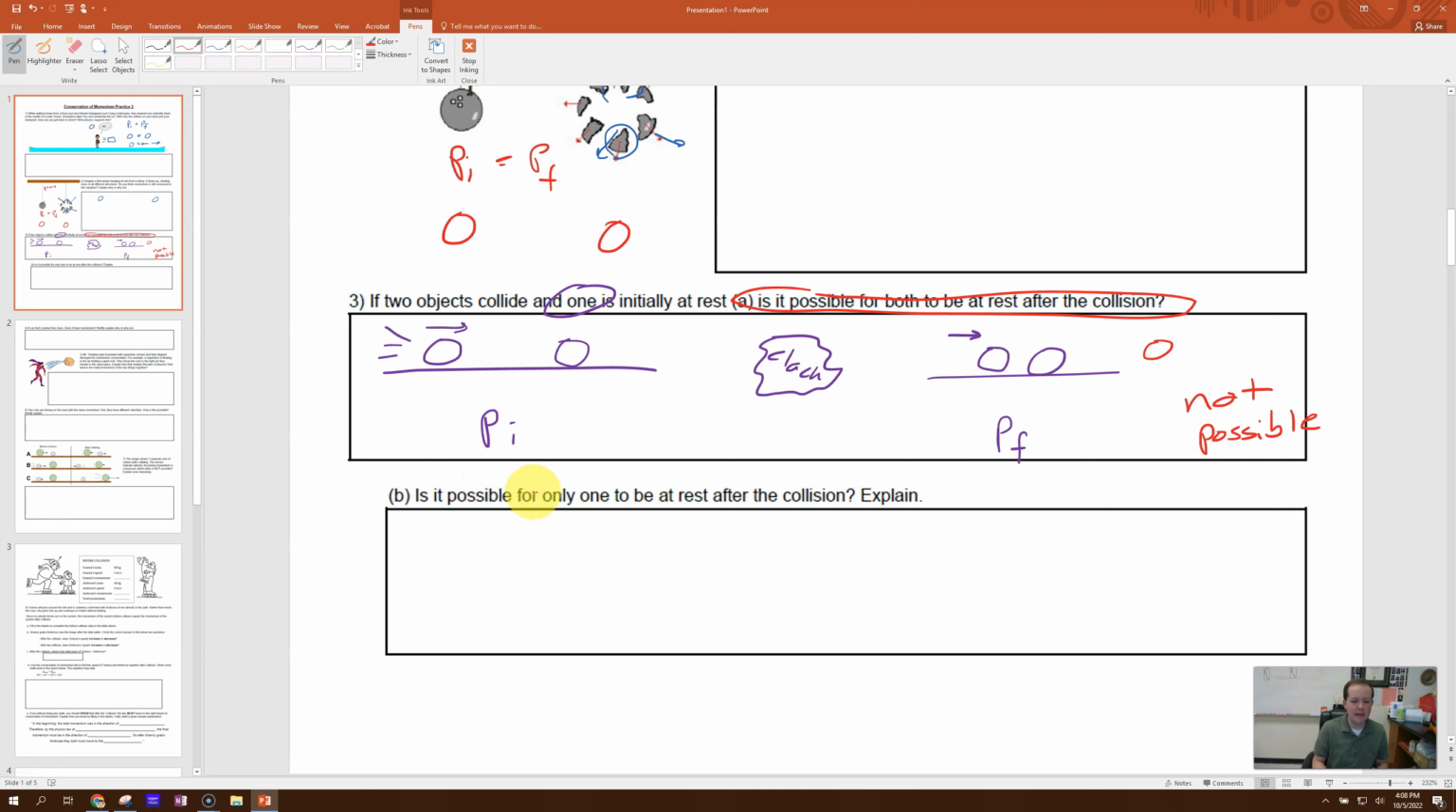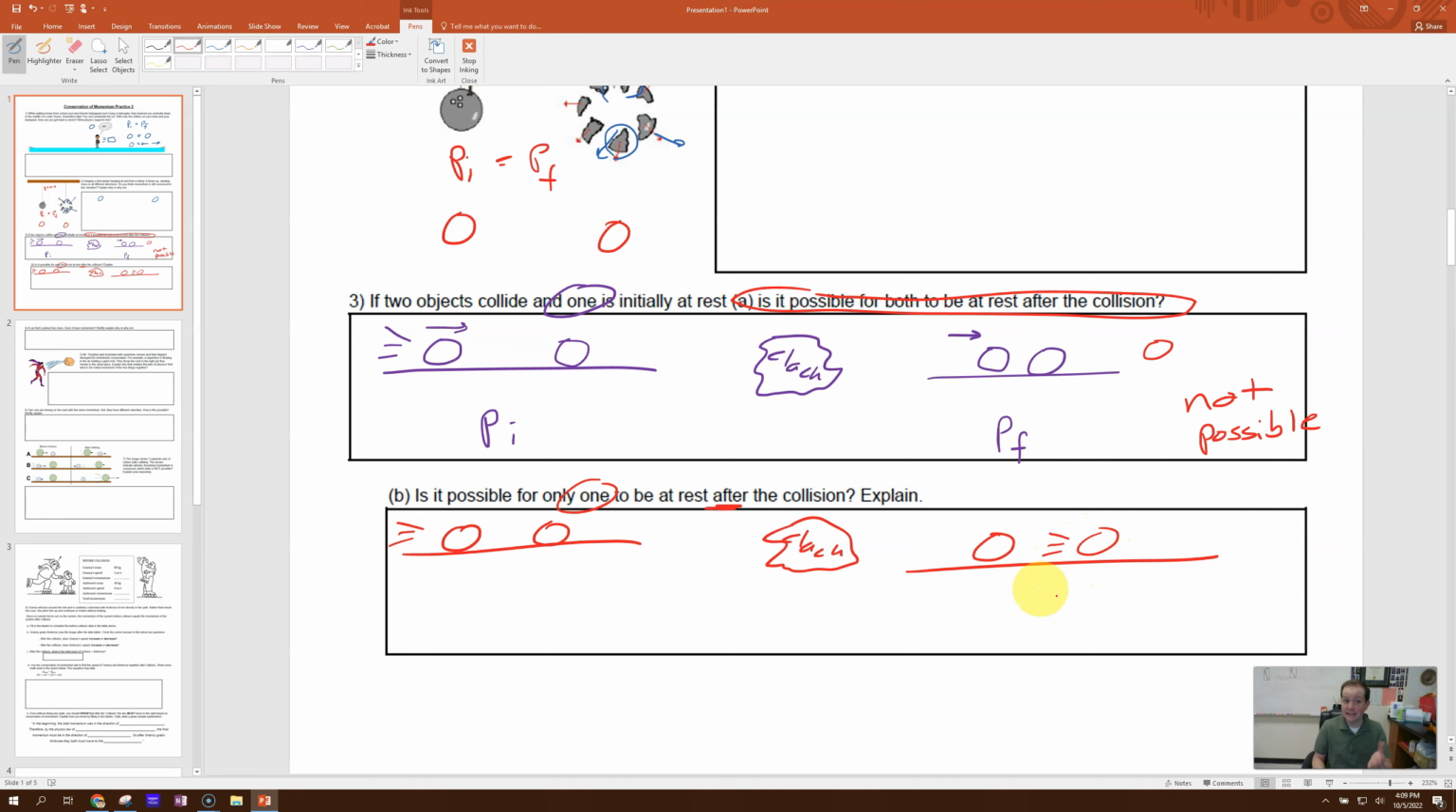Let's jump down to letter B. Let's use this same scenario. So again, I have this one billiard ball. It's moving to the right. There's another billiard ball stationary. Is it possible for one of them to be at rest after the collision? So I have my action word, I have my clack, I have my billiard table again. Could I have maybe something like this where one is at rest and one is now flying?